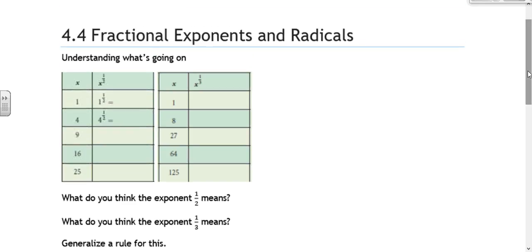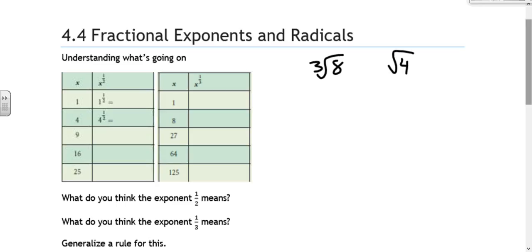All right, so we are going to learn about fractional exponents and radicals now. All of the radicals that we have dealt with up to this point have been just plain and simple radicals like this, and like the square root of 4. So there wasn't anything else wild going on in there.